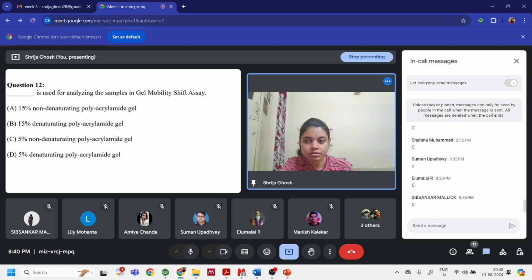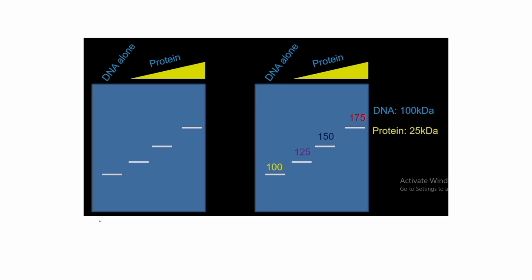So, we can use a 5% non-denaturing PAGE for separating. I'll explain what gel mobility shift assay is. We are doing this assay to study the DNA-protein interaction. Let's say there is a protein that is binding to my DNA. It could be a transcription factor, or any DNA binding protein, or any regulatory protein that is binding to DNA. Now I want to see whether this particular protein is binding to my DNA or not.